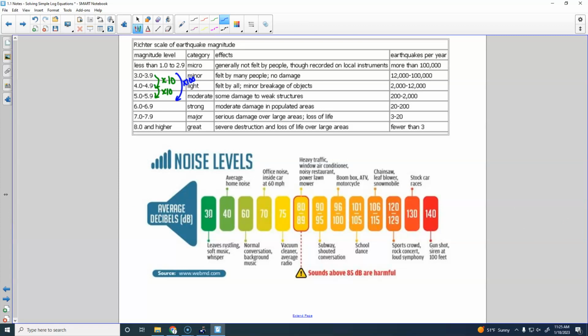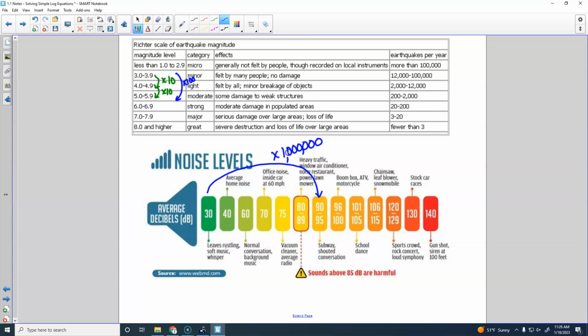We're talking 6, but that's not 6 times worse. It doesn't mean that sound is 6 times worse. It means it's 1 with 6 zeros times worse, right? So going from this up to your 90 right here, it's 1, 2, 3, 4, 5, 6. It is a million times worse, right?